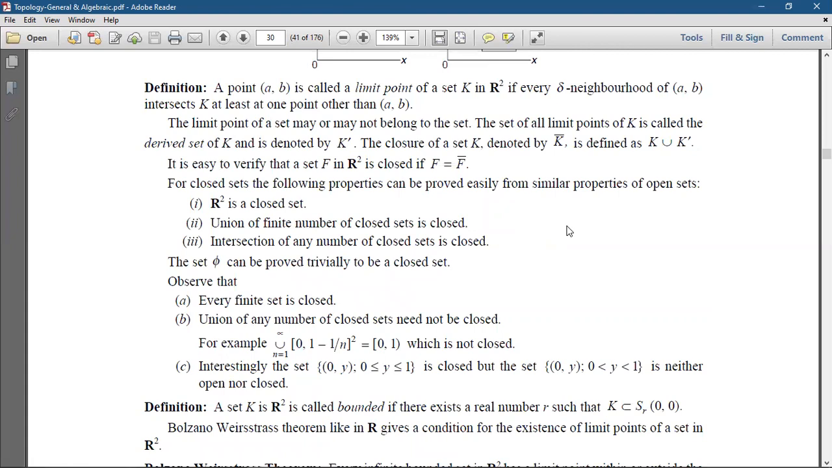Then we observe that every finite set is closed. The union of any number of closed sets need not be closed. For example, we see the arbitrary union from n equals 1 to infinity of the closed set [0, 1 minus 1 by n] squared is equal to the open interval (0, 1), which is not closed.